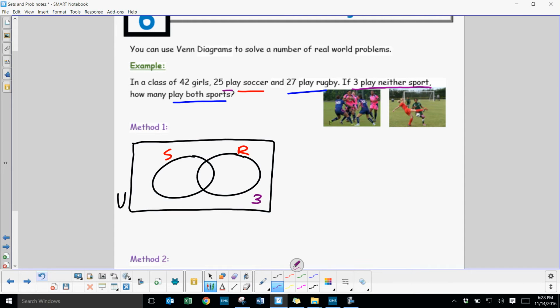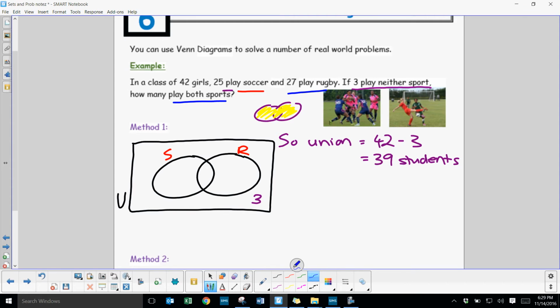But you can work out what the union must be. The union, remember, is both circles added together. So the union must equal the total minus the neither part, the part that's on the outside here. So the total minus 3 means that there's 39 students in total in the union. Remember that the union refers to everything inside both circles, so we know the union should add up to 39 students.